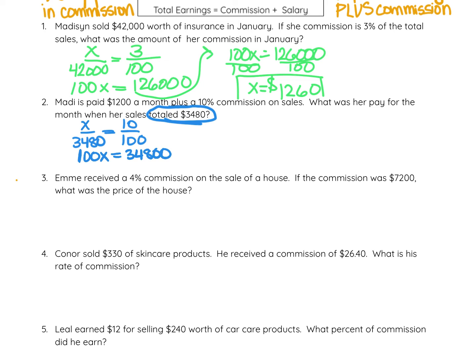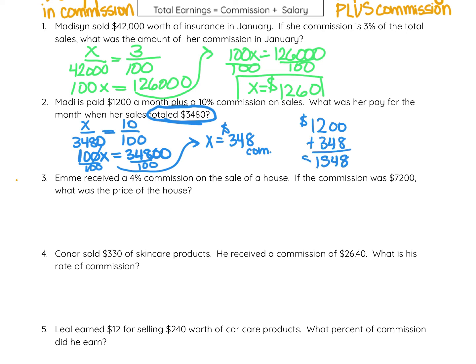When I cross multiply, I get 100x is equal to 34,800. If I divide by 100 on both sides of this equation, that's going to give me $348. So this is her commission. To figure out her total pay for the month, we're going to take that $1,200 that she gets no matter what, and we're going to add $348 to it to get $1,548 for her total pay that month.